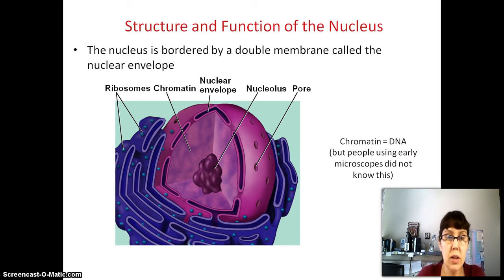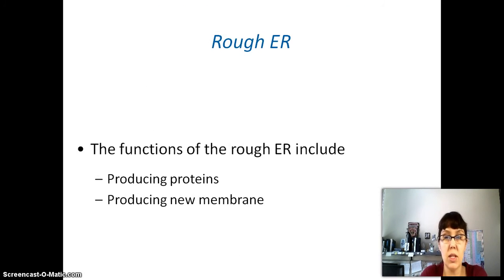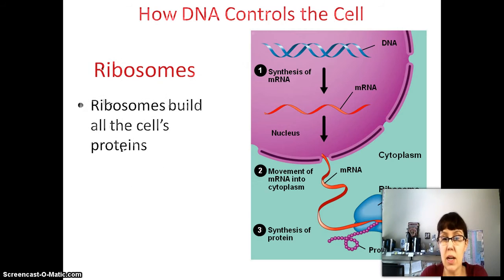So let's look at a few of the important parts within the cell. The nucleus. This is bordered by a double membrane, and within the nucleus you have chromatin. Chromatin is DNA plus proteins. The endoplasmic reticulum produces all sorts of molecules and has both rough endoplasmic reticulum that contains ribosomes and smooth endoplasmic reticulum which does not. The rough ER produces proteins and new membrane.